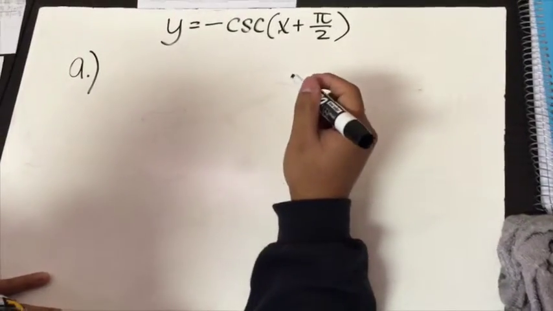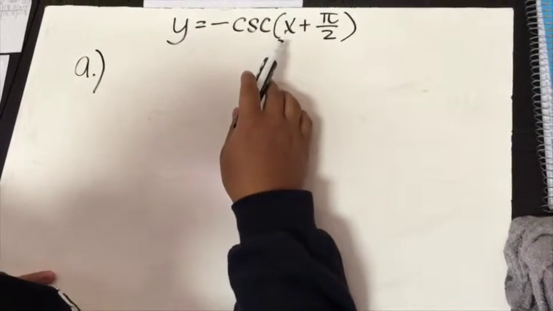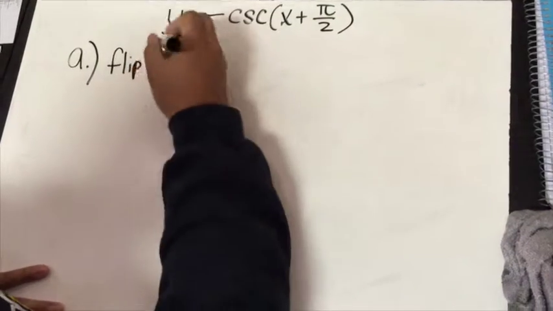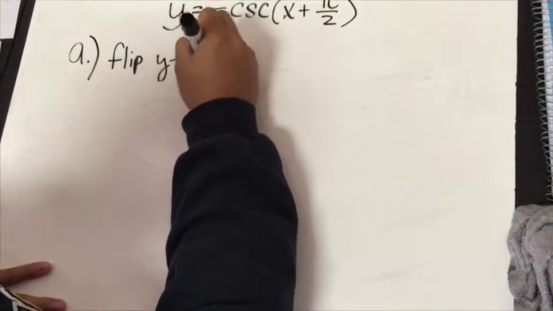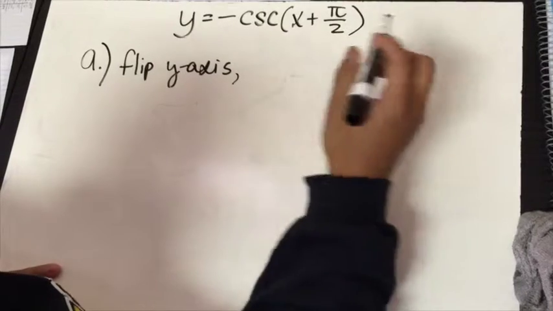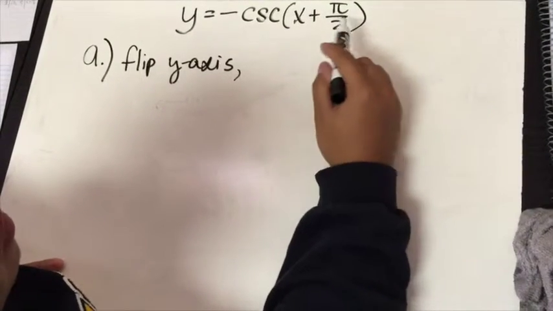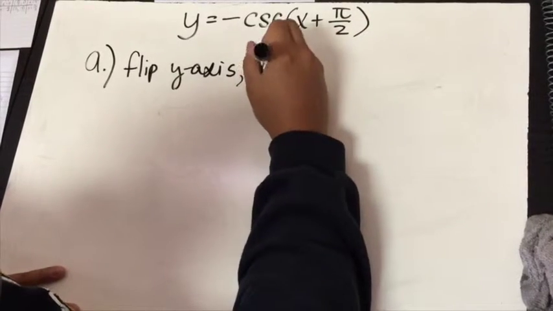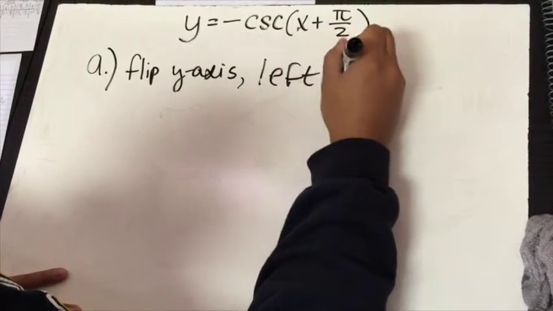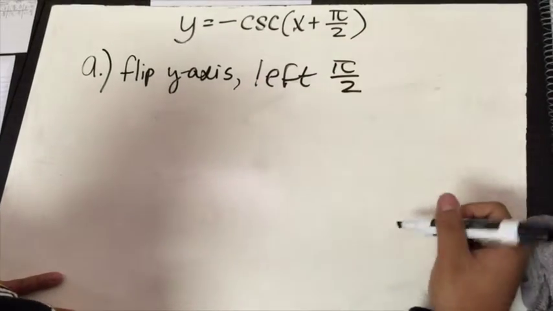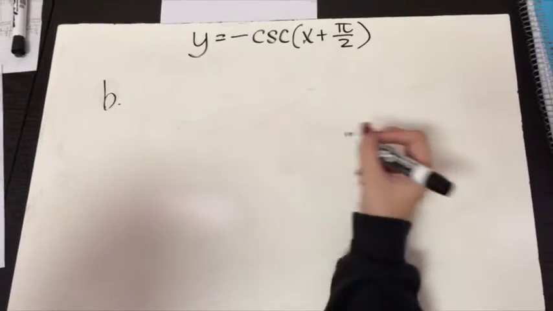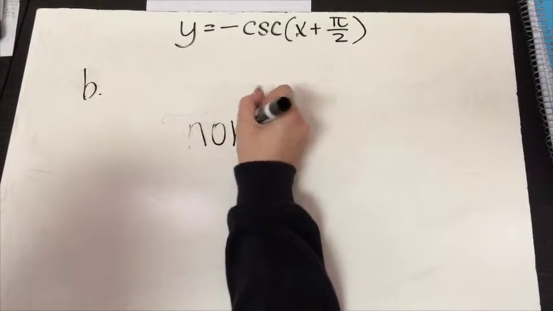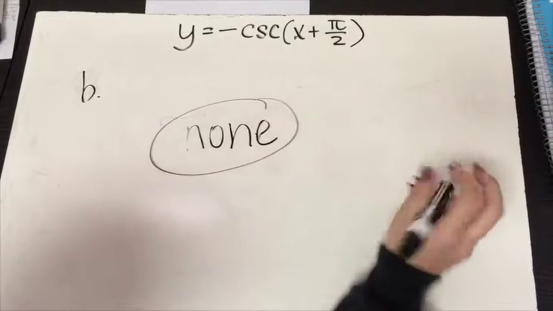Okay, so there is a negative sign outside of the grouping symbol, so we know that that is a flip over the y-axis. And inside the grouping symbol, it's plus pi over 2, so we know that it is to the left pi over 2. So there's never any amplitude on cosecant functions, so the amplitude is none.